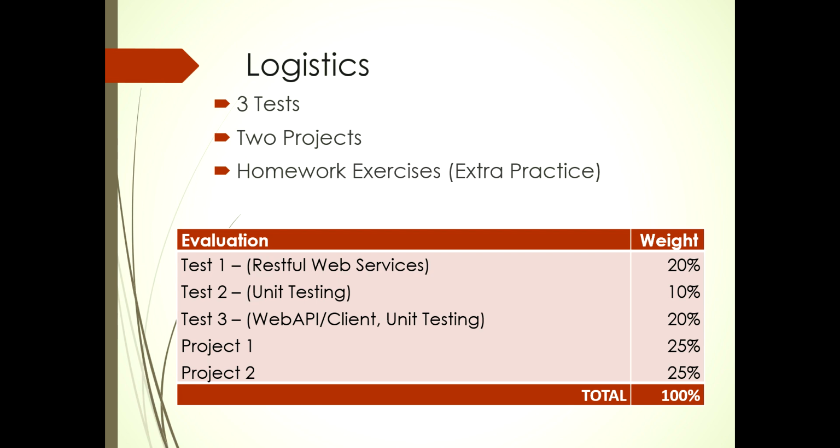Last time around, I gave you a choice. You could do any type of the clients we looked at for your Web API, and there's a unit testing component in that test as well. So that's half the final grade, 50%. The other 50% comes from the 2 projects. So project 1, okay, is based on Web API, right, with a client.